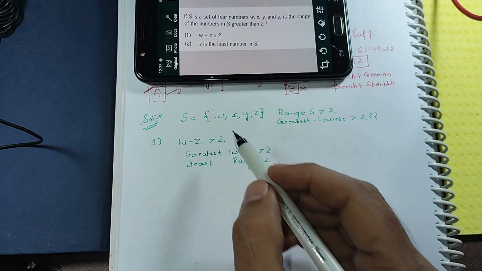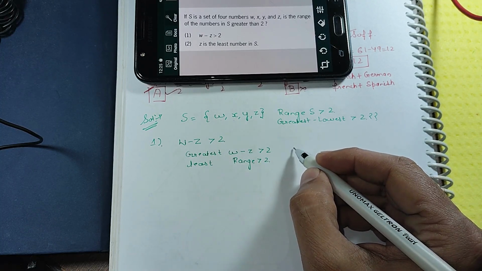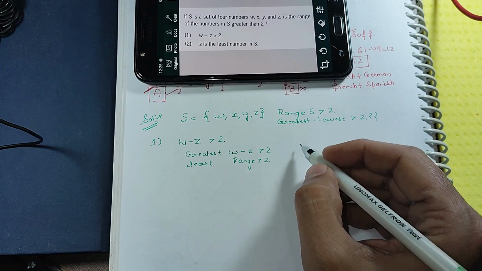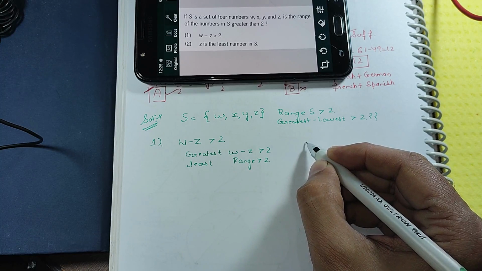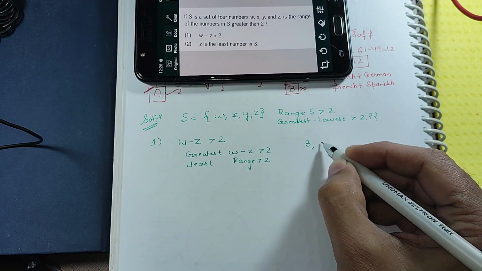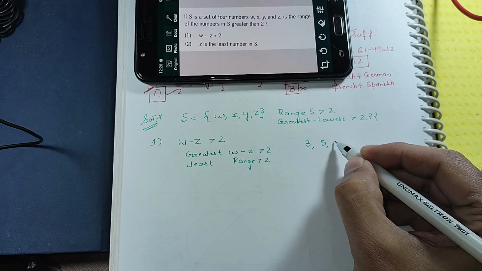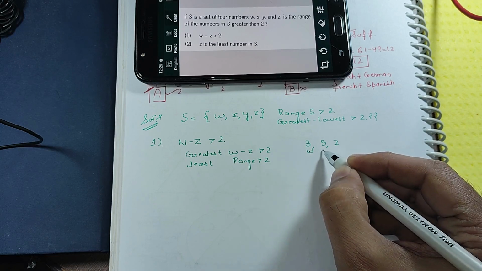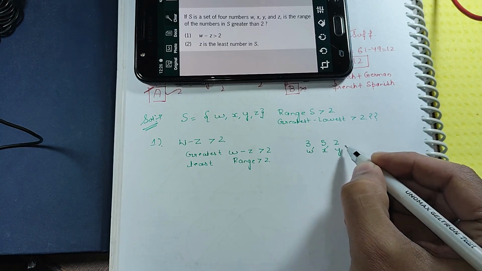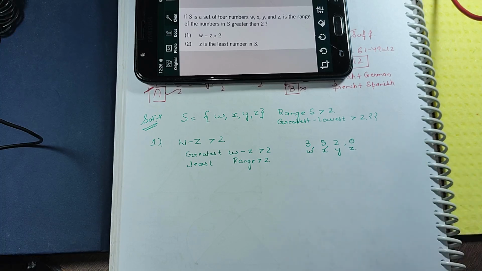Or let us suppose X and Y are greatest and least. So that means we have been given nothing about this. But let us consider that scenario in which W is having value 3, X is having value 5, Y is having value 5 minus, so let us suppose 2. So this is W, this is X, this is Y, and Z has to be 0, right?